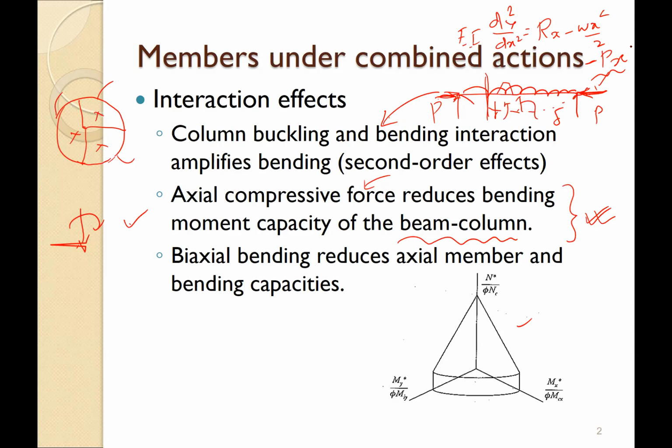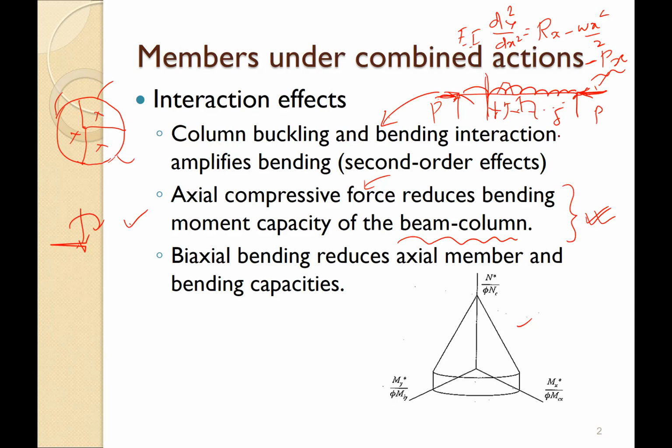So what is the bottom line, or what is the summary of this item? It says that yes, if we have buckling and bending both occur together, then of course there will be an interaction which amplifies bending, and this is called a second order effect. Second order effect means you cannot just solve the problem using the first order. That means you cannot use superposition.